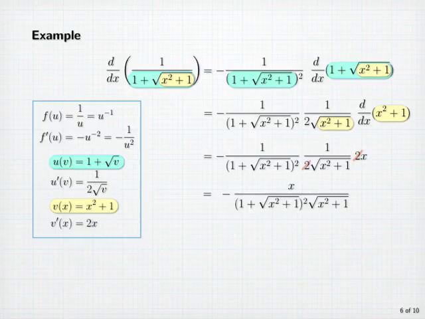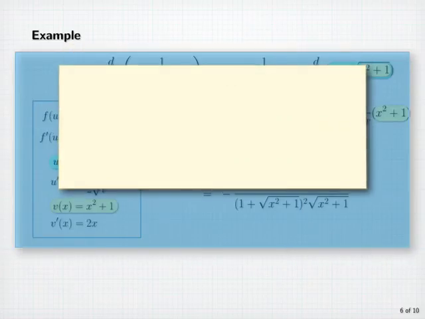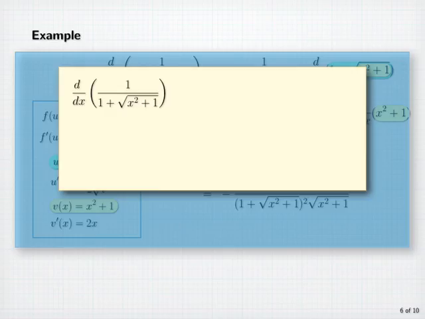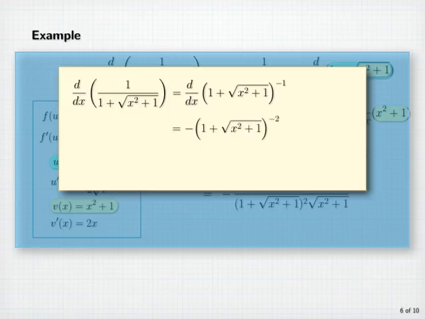Now again, let's just look at this in its simplest form. To take the derivative with respect to x of 1 over 1 plus the square root of x squared plus 1, we first identify the outermost function here as being the reciprocal function, or u to the minus 1 power. Differentiate that function, writing minus 1 times u to the minus 2 power. Identify the inside function, 1 plus the square root of x squared plus 1.